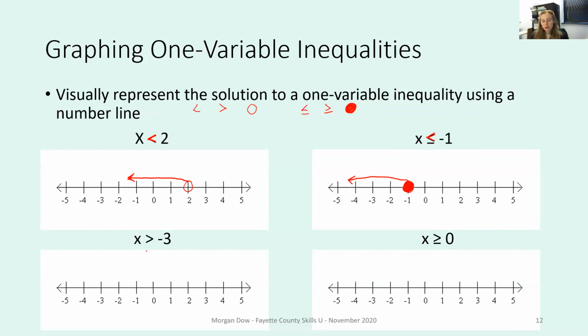All right, x is greater than negative 3. Open circle around that negative 3. And I'm going to point to all of the numbers greater than negative 3. And x is greater than or equal to 0. Closed circle on 0. And I'm going to point to all of the numbers greater than 0. So that's how you graph a one variable inequality.